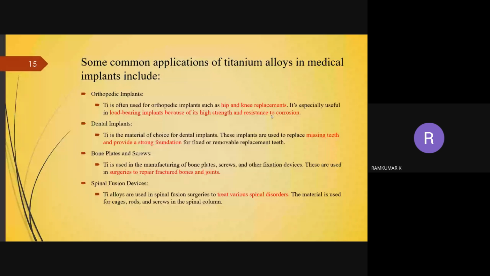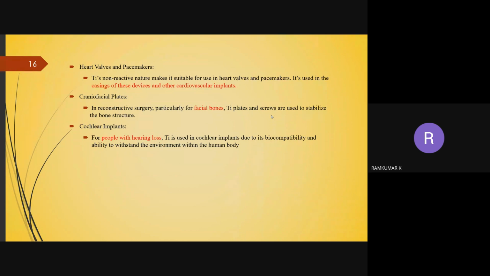After that, it is used for bone plates and screws. If there are any surgical repairs in fractured bones or joints, titanium is used. After that, spinal fusion devices. If there are any spinal disorders, the cages, rods, and screws are made of titanium. After that, heart valves and pacemakers. Here also, in cardiovascular implants, titanium is used as a casing to keep the devices inside. The casing will be made of titanium.